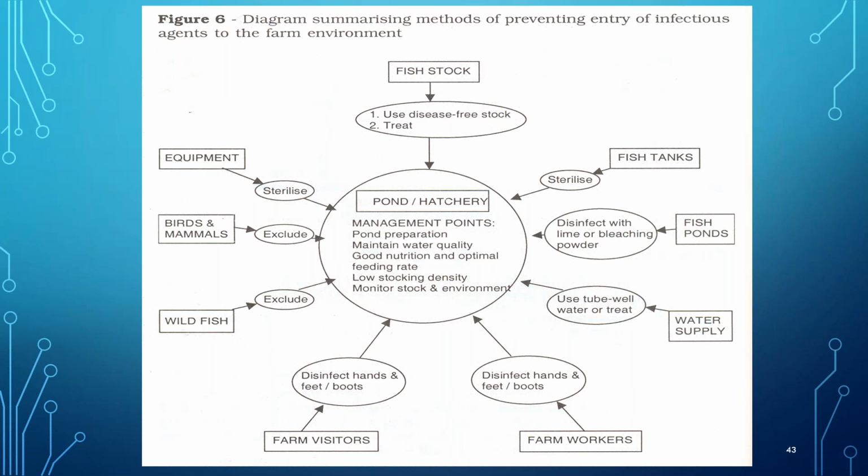Then the birds and mammals, the wild fish, or the equipment. The equipment must be sterilized, and the mammals, birds, or wild fishes must be avoided, because in many cases of parasitic diseases especially, they act as the primary host. From their droppings, the infective stages of the parasite come into contact with the water body, and eventually the fish get affected.